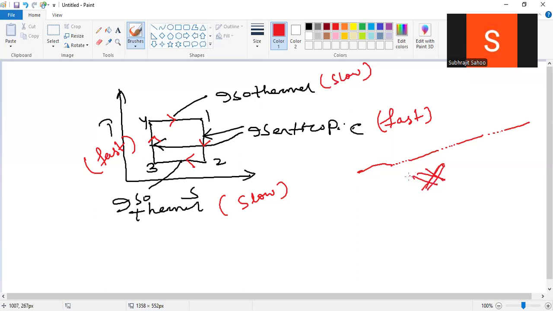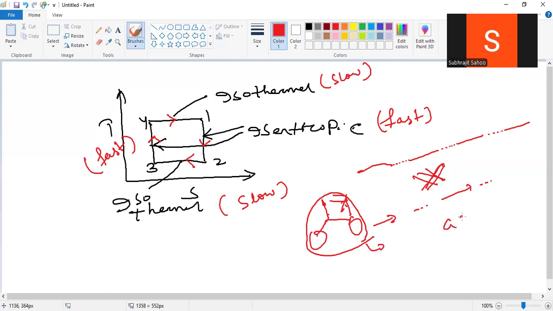If it practically existed, what would happen? Problems and accidents would happen. Suppose you are riding a bike, very fast, suddenly very slow, again very fast, suddenly slow. Young people do this sometimes. But it will affect the bike's performance, and after a few days the bike may get damaged, or an accident may happen. So this kind of thing is practically not possible: one fast process followed by a slow process.